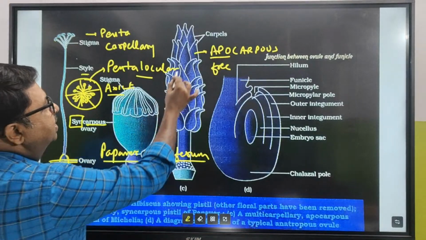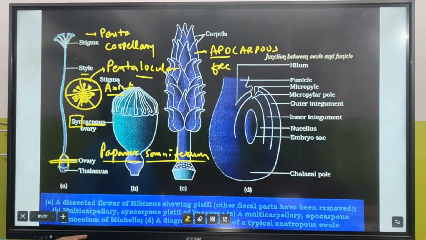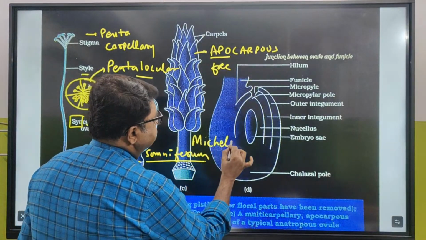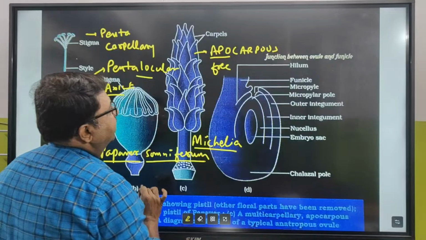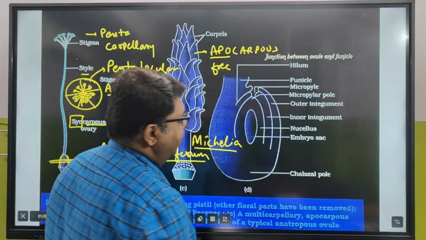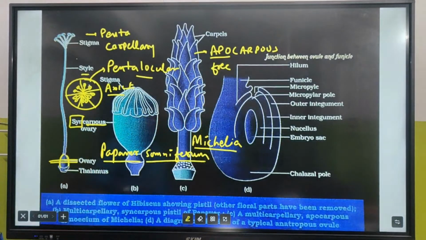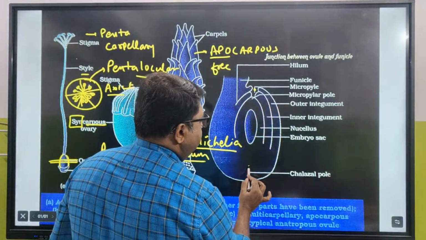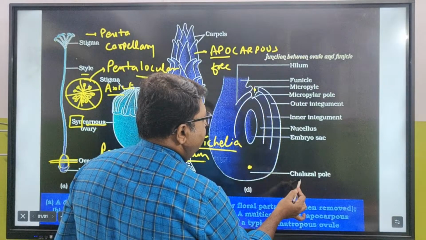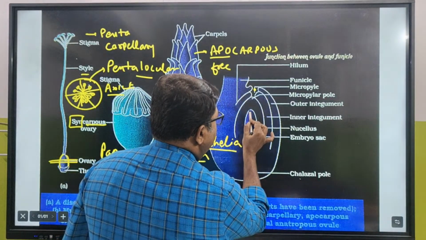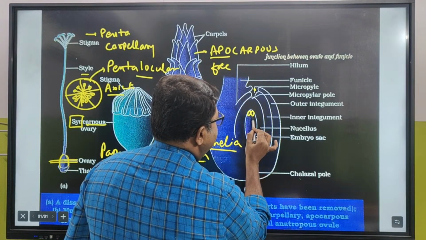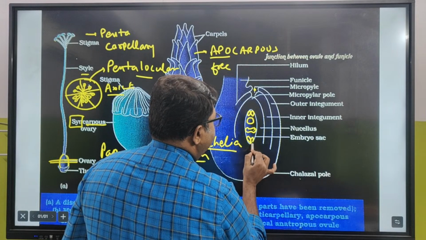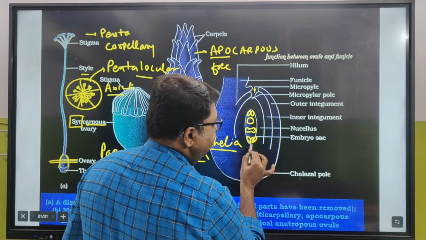Now, this is what? Syncarpous in the case of Papaver. This is apocarpous, in the case of Michelia oblonga. And then this is the diagram of the typical anatropous ovule. See, this is the micropyle. Opposite to the micropyle is the chalaza. What is present over here? Synergids. This is the egg cell. These are 2 polar nuclei, and these are 3 antipodal cells present at the chalazal end.